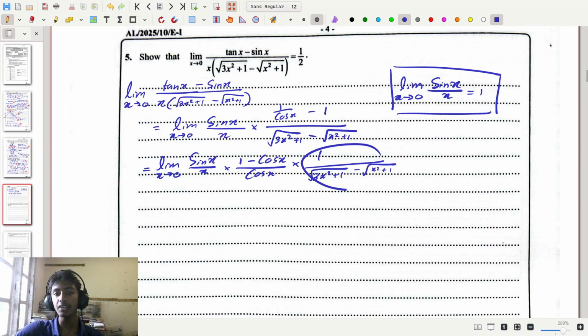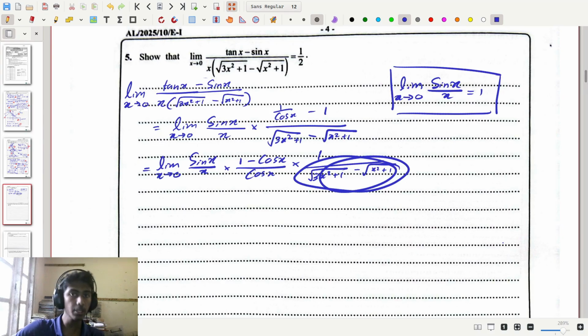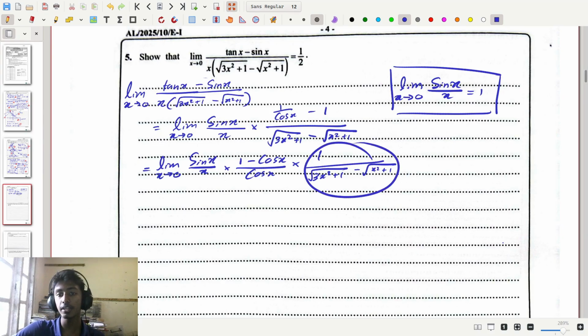Now, in the case of this thing here, we have a bit of a problem. Because if we substitute x equals 0 into this thing directly, we can see we get 3 times 0 squared, which is 0, plus 1. So the square root of that is going to be 1, minus the square root of 0 squared plus 1, which is going to be 1. So we get 1 minus 1, which means that the denominator here is equal to 0. So therefore, this term here is 1 divided by 0, which is undefined.